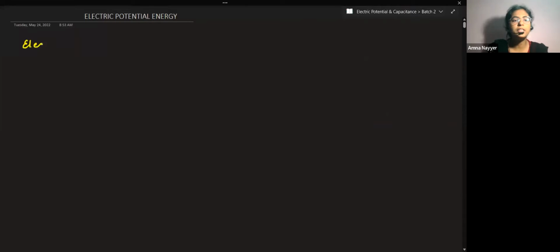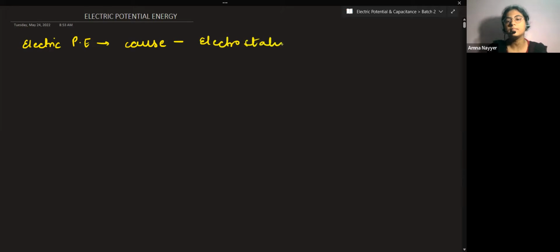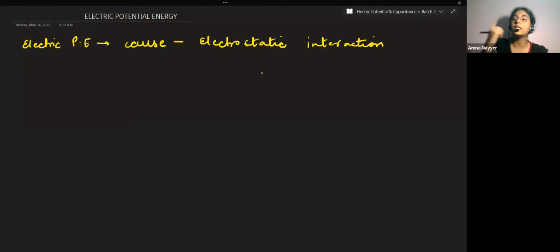So electric potential energy, the cause is the electrostatic interaction. If you have a single charge with you, that single charge will have its own potential and its own electric field. But since there is no other charge present along with this charge, there won't be any interaction, meaning there won't be any force generated. So the resultant potential energy will be zero.